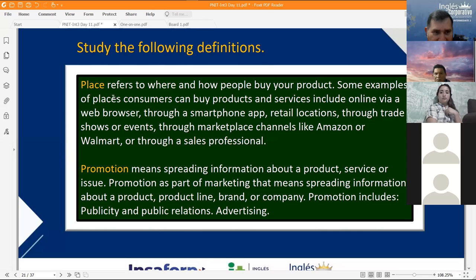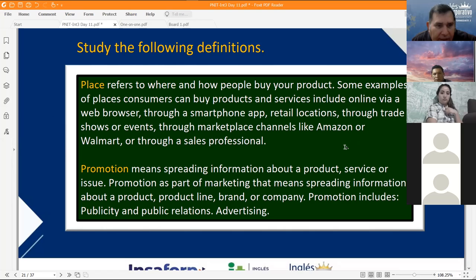So we have place. We're talking about where you buy the product. Some places can be in the cloud, like people say, so they are not really physical. For example, Amazon is a company that has a headquarters, but there is another one that is online. Walmart has retail locations, smartphone apps, or a web browser. You go, look, click, and you buy.